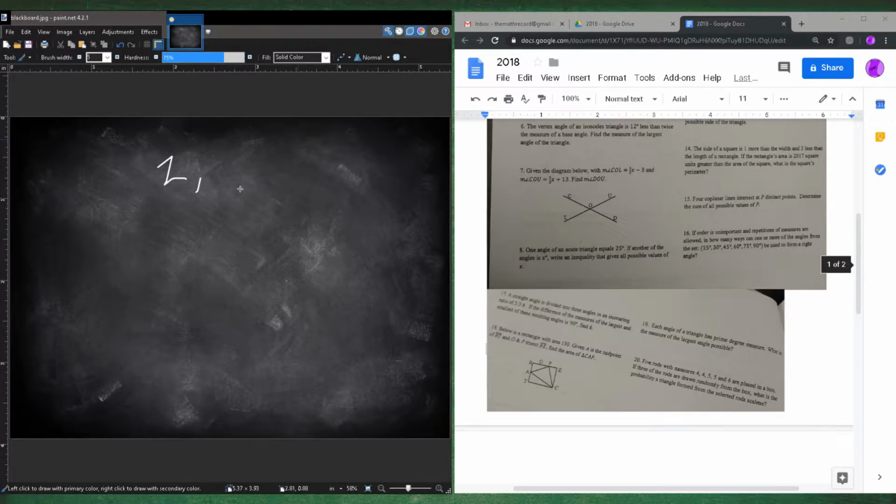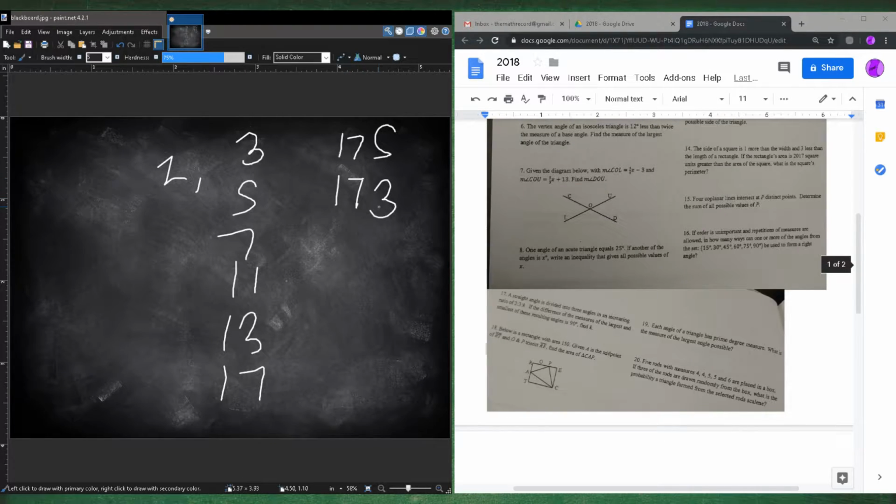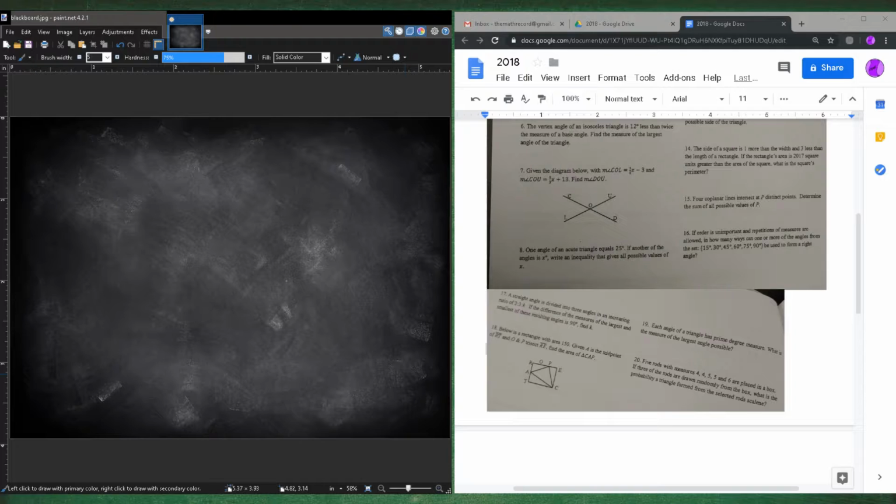So 2. And now we can just list a bunch of odd primes. So we say 3, 5, 7, 11, 13, 17, right? So I'm starting from the smallest value. The largest possible angle is going to be from the smallest primes. So 2 plus 3 is 5, so this is 175. Does this work? Well, 175 is divisible by 5, so that doesn't work. 2 plus 5 is 7, so 180 minus 7 is 173. Is 173 prime? 173 is prime. So this is our largest angle. Basically just that simple. 173.